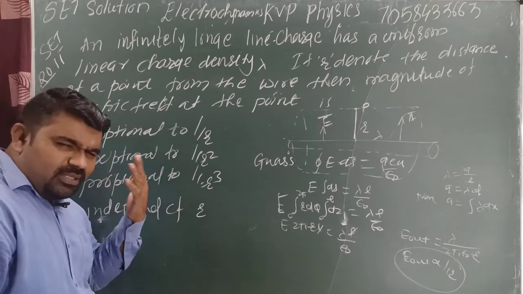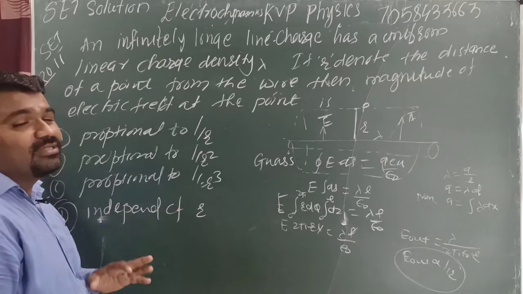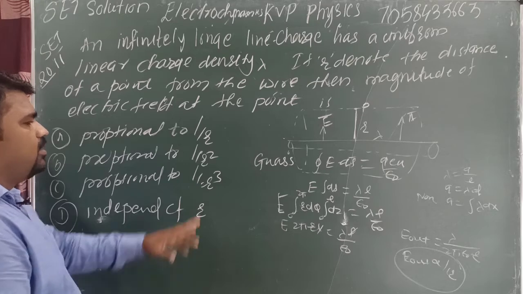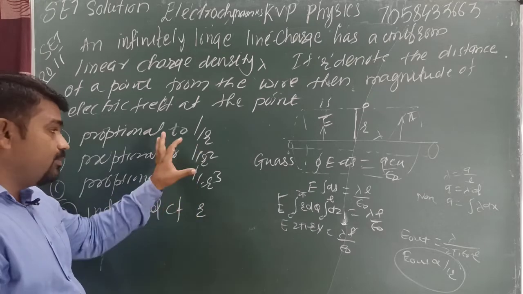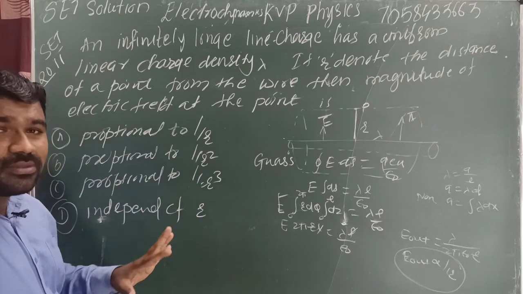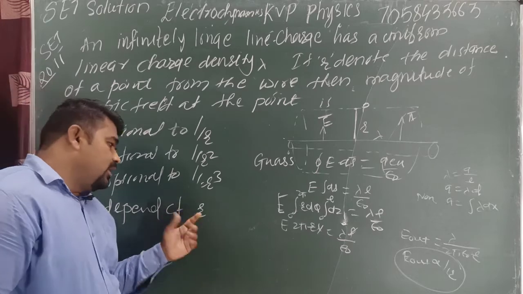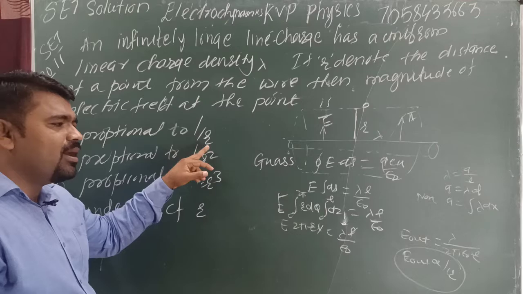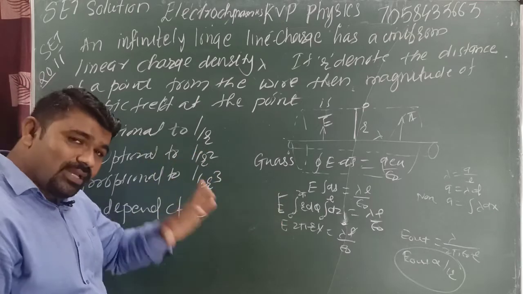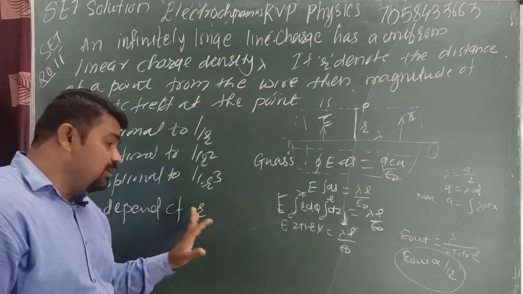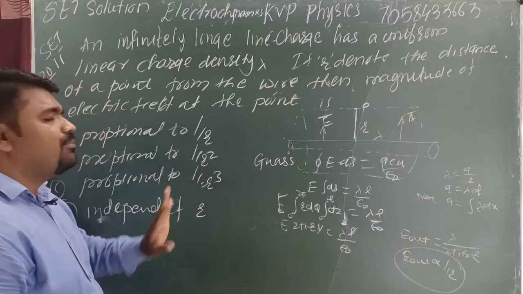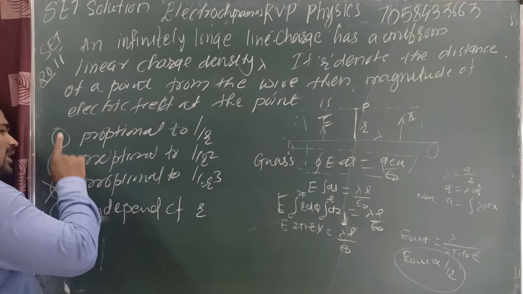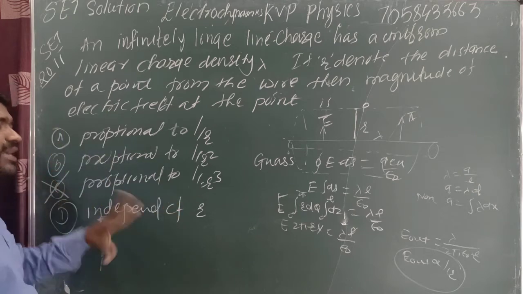पहले हम क्या करेंगे, correct होने से पहले कौन सा correct नहीं हो सकता, find out करेंगे. Simple. 1 by R possible, no problem. 1 by R square also possible outside the system. Independent of R, this electric field also possible. Means electric field proportional to 1 by R, already we can solve. 1 by R square also possible. Independent of R also possible. But 1 upon R cube is not possible in any case. This option is definitely 100% not correct for any case.